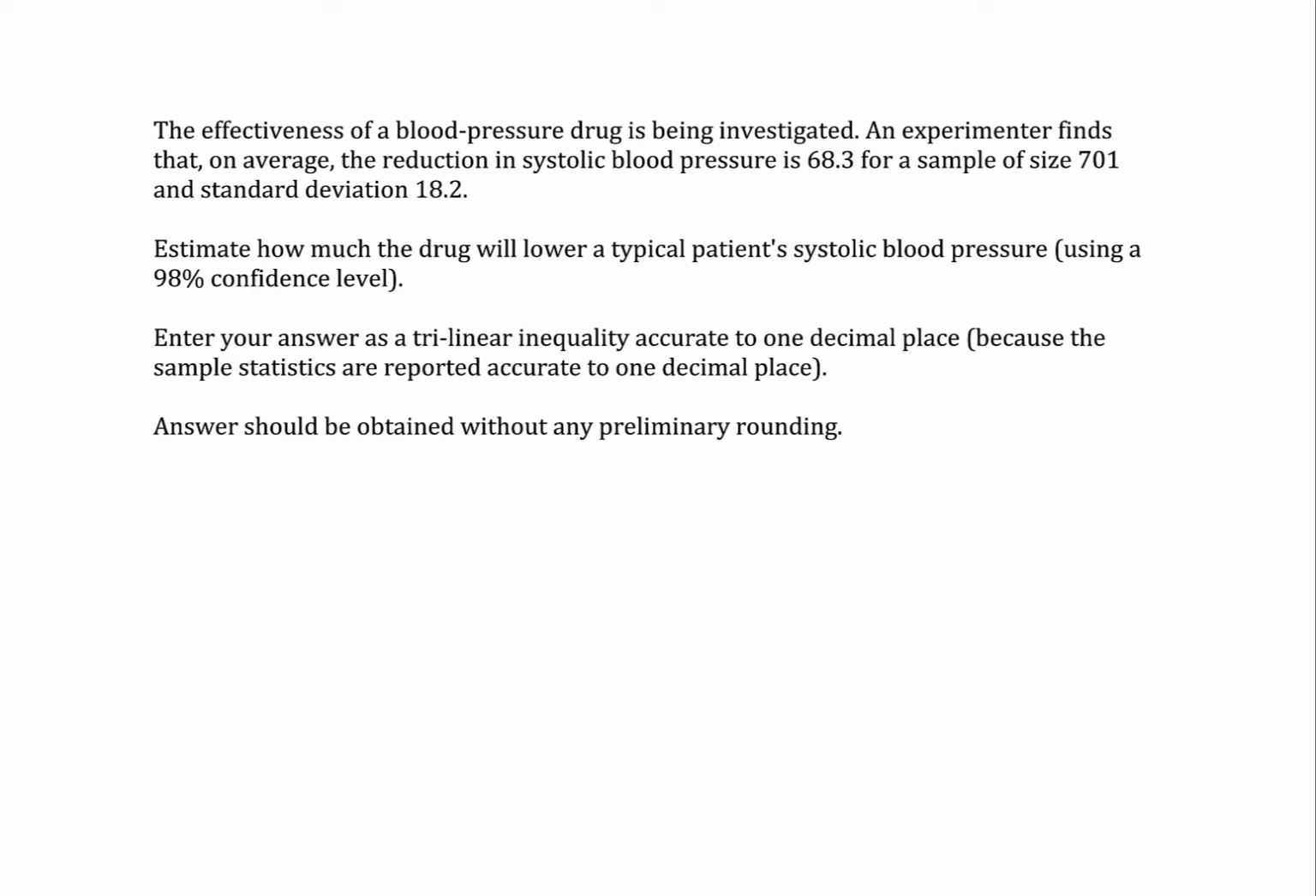The effectiveness of a blood pressure drug is being investigated. An experimenter finds that, on average, the reduction in systolic blood pressure is 68.3 for a sample size of 701 and a standard deviation of 18.2. Estimate how much the drug will lower a typical patient's systolic blood pressure using a 98% confidence interval. Enter your answer as a trilinear inequality accurate to 1 decimal place.